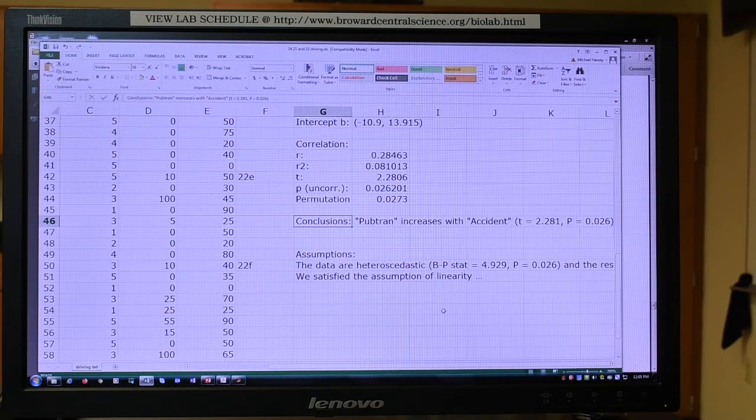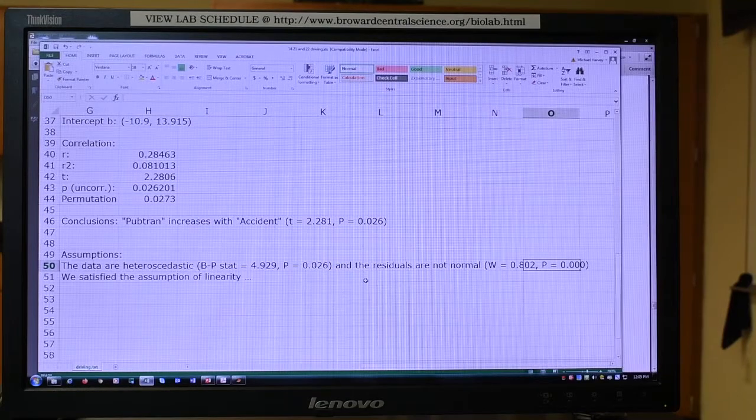Okay, so how do you report that? Let's take a look here. The data are heteroscedastic. Notice that, or you can say the variance is not homogeneous along the regression line if you want. The data are heteroscedastic. So we accept the alternate when we have a low probability. Here's the BP statistic, Breusch-Pagan statistic, and the probability there.